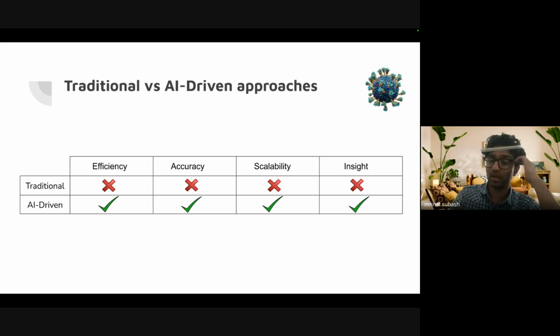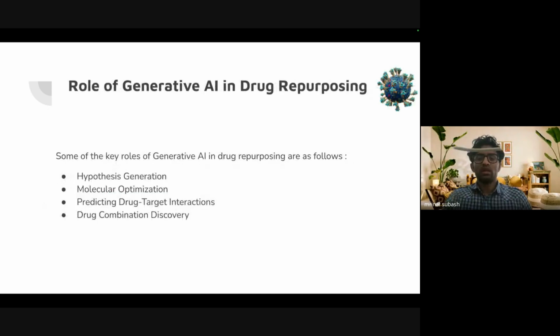Another one of the highlights of the AI-driven approach is insight. AI can uncover novel mechanisms of action and complex drug-target-disease interactions, offering deeper insights compared to traditional methods, which have to rely on serendipity and observation-based methods.